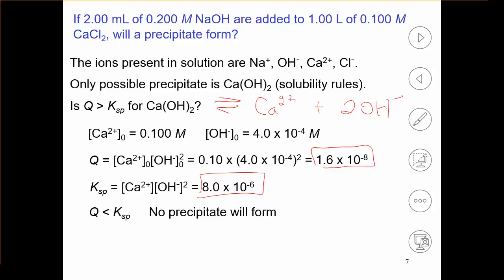Here the KSP was given, right? It was already given. Yes, it's given to you. We didn't have to do anything to find that. The KSP is given to us in the question or from a chart. You would get it from a table. The KSP for calcium hydroxide.